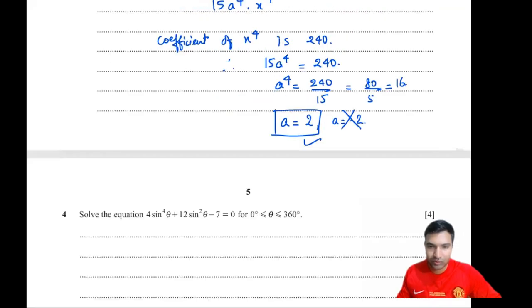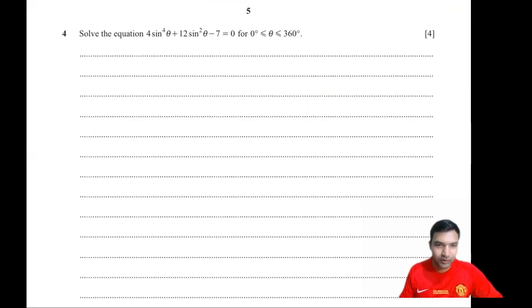Now, moving on to the next question. The fourth one says: solve the equation 4 sine power 4 theta plus 2 sine square theta minus 7 equal to 0 for the domain 0 to 360. Okay, so let's highlight what is given to us. This is the equation given to us.